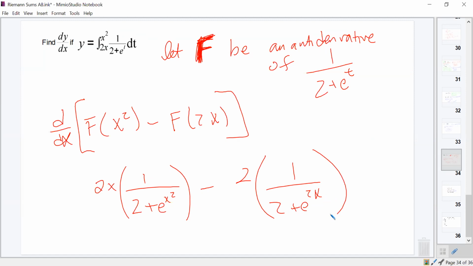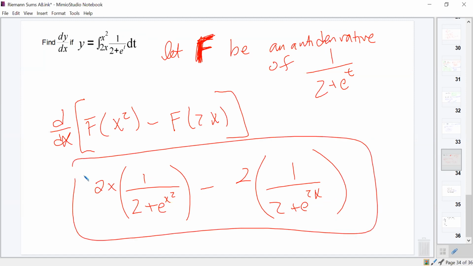Good or no? You can put the 2x and the 2 in the numerators up there if you want. But everybody okay with that or no? You guys are awfully quiet today. It's concerning. Are we good or no? All right.